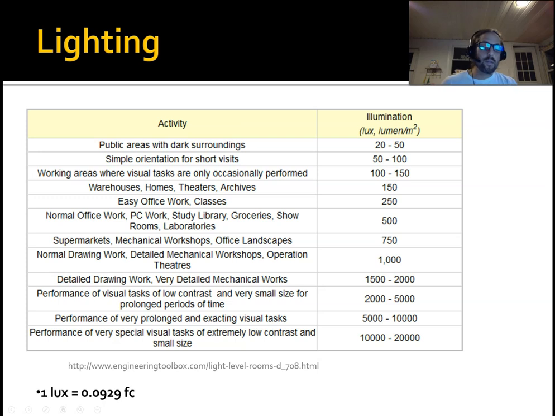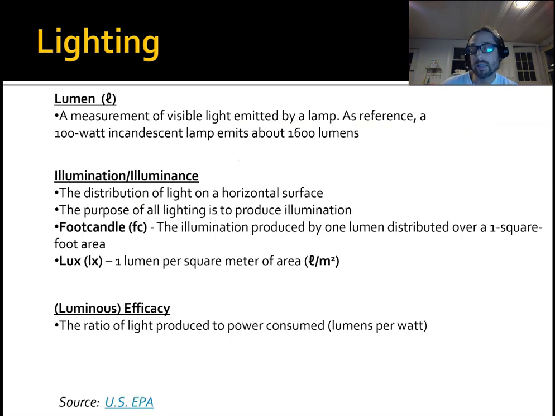And different tasks have different acceptable standards for illumination. This is just a snippet of a table, and there's a longer document in your folder this week. It shows acceptable illumination levels depending on the application. If we're in a public area like a parking lot, we only need like 20 to 50 lux, which in foot candles is less than 10.